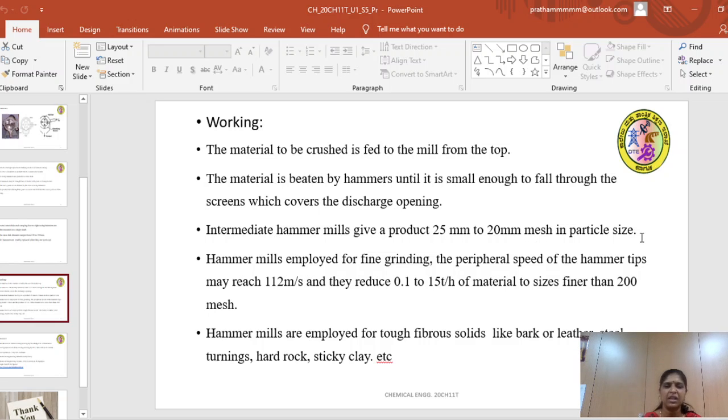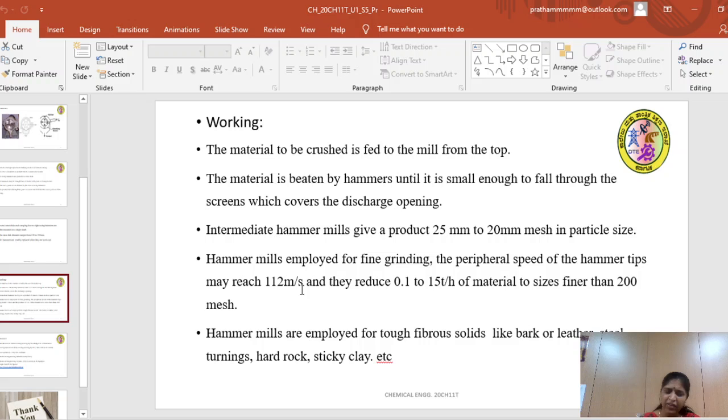20 mesh in particle size that we can get from the hammer mill. The peripheral speed of the hammers may reach 112 meters per second, and it can reduce 0.1 to 15 tons per hour of material to sizes finer than 200 mesh. 200 mesh is a very fine screen.